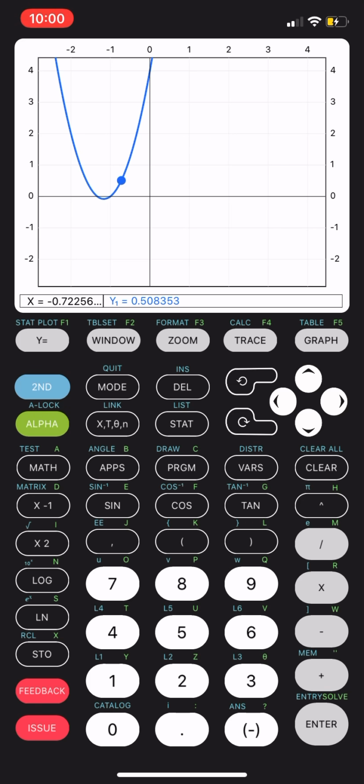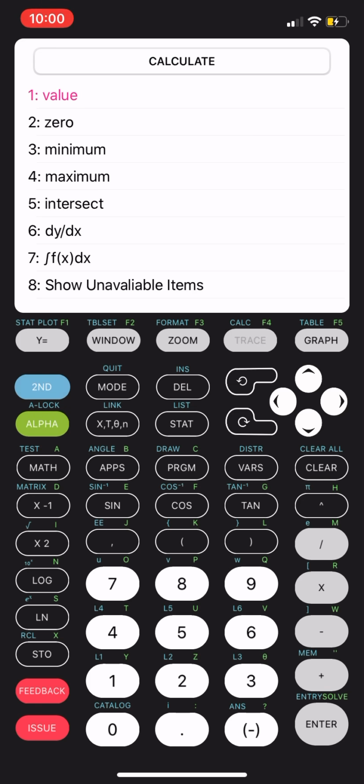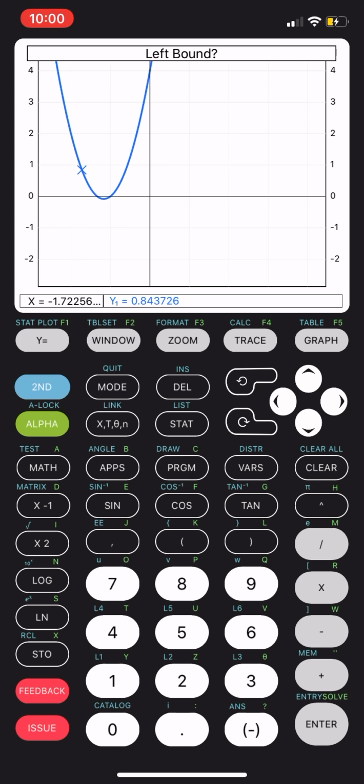In order to find your vertex, you are going to press second, and then you're going to press trace, which is at the top right-hand part of the calculator. And then since this is a minimum, we are going to choose number 3. So you see this cursor that popped up on my screen? I'm moving it back and forth. That is what you're going to be using. It's kind of like the calculator we used in class, but we're going to have to make do with this.